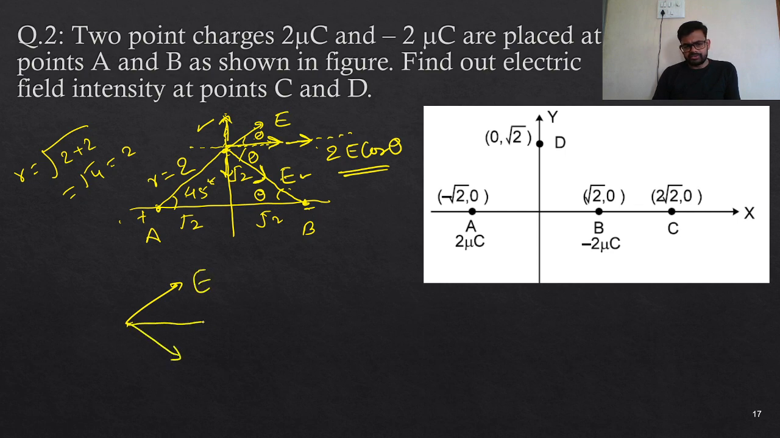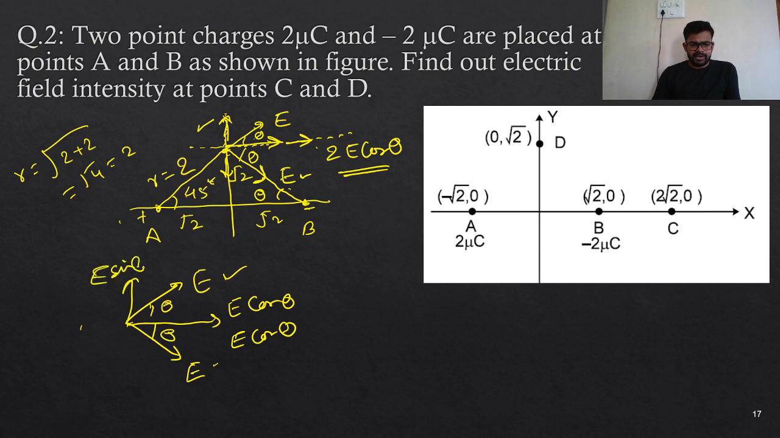E is in this direction, E is in this direction, so I am taking one component in this direction. Let's say this is theta, this is theta. So E cos theta because of this E, and because of this E I will get E cos theta. So total is 2E cos theta. Here E sin theta is in upward direction, here E sin theta is in downward direction. So this is downward, this is upward, they will cancel each other. So finally what we are getting? 2E cos theta. Are you getting it?